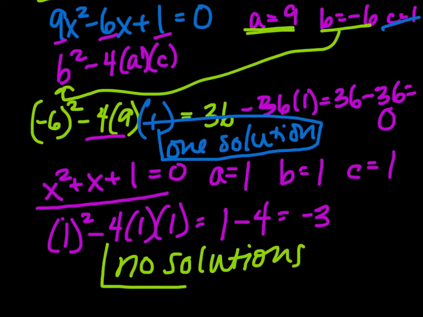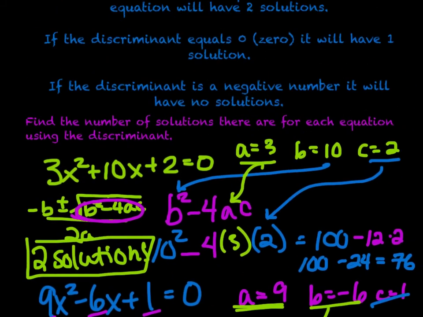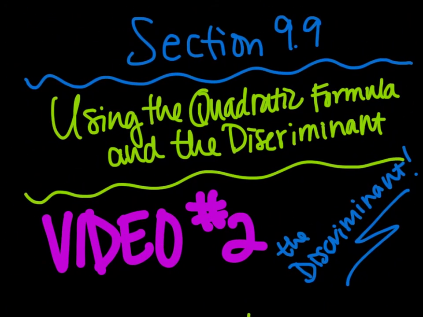So if you ever want to see if an equation is even worth your time evaluating, you can just pay attention to the discriminant, that b squared minus 4ac. Just pay attention to that, and you'll be able to tell if it's worth your while to actually figure out the actual answers to it.